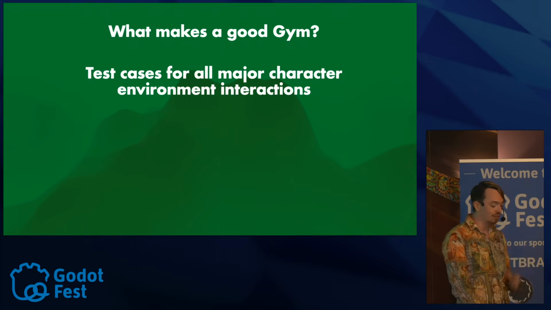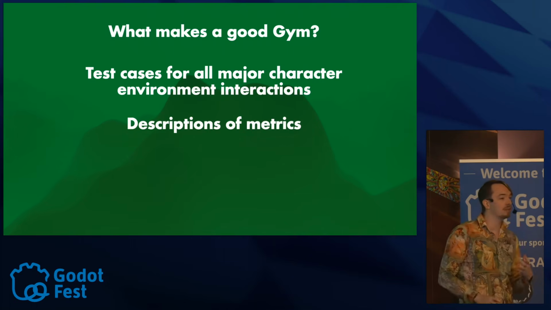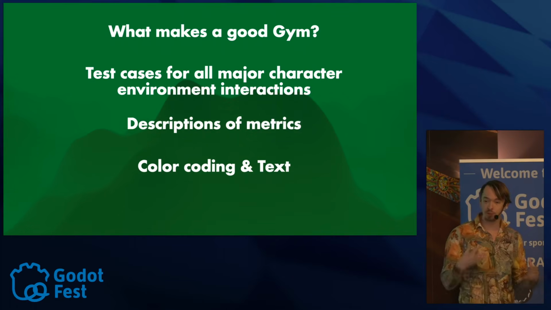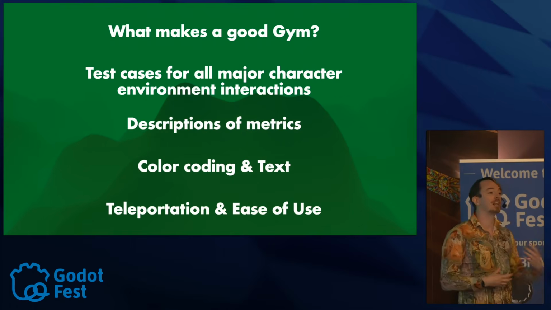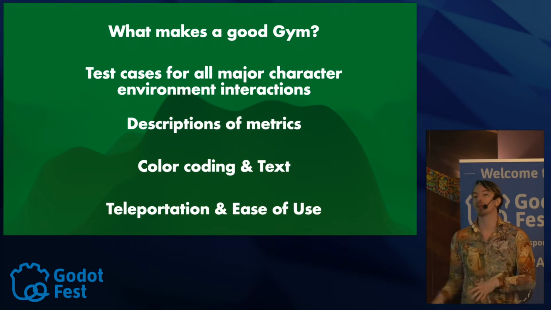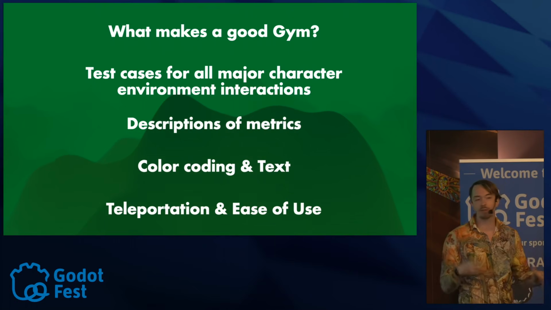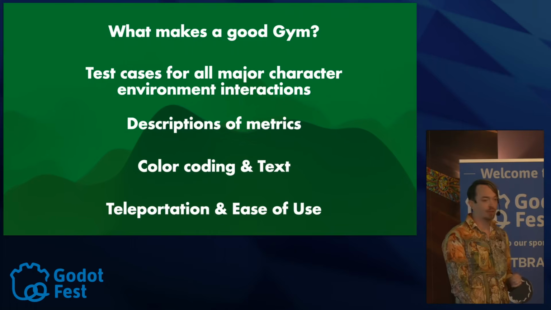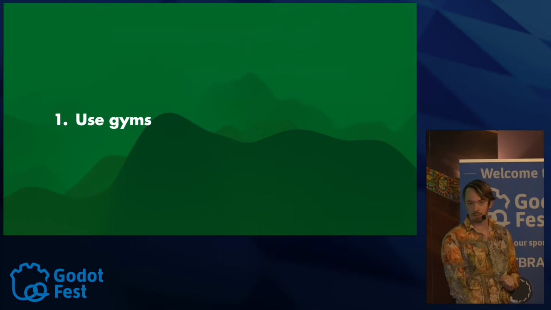It has test cases for all major character environment interactions, like climbing, bumping into things, fences, all those things. It has descriptions of the metrics right there in the world. It has color coding and text clearly explaining what everything is. And it has teleportation and ease of use. It's not like you have to type in a console command, find out which level to go to, and fly around the level to find what you need. No, you can just teleport right where you need to go. So that's the first takeaway: use gyms.